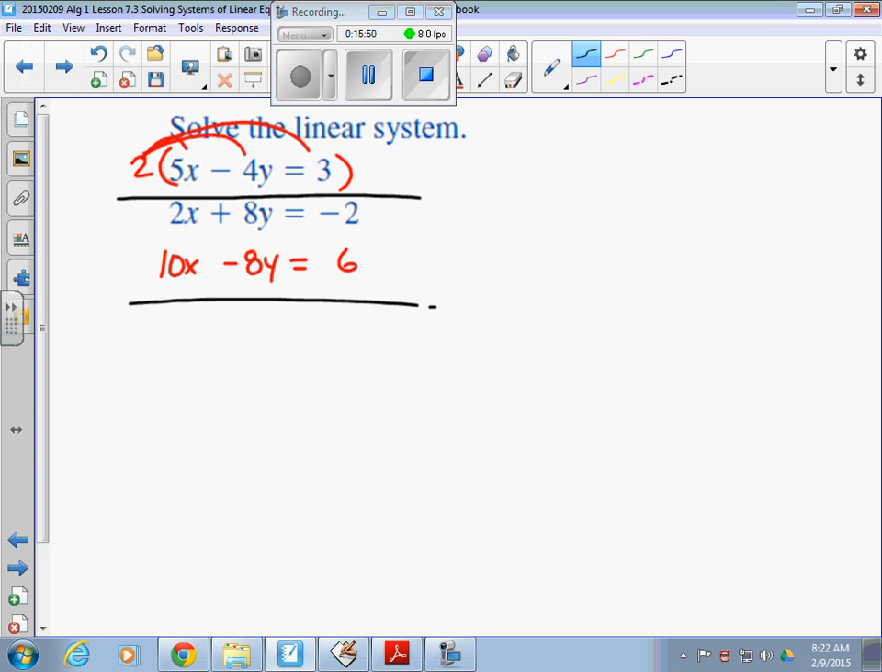So now we have two equations, and it's easiest to draw a line to where you know which ones you're looking at. We're not looking at that top equation anymore. We're just looking at the bottom two. Eliminate one of the variables and then solve for the other. Take about a minute to do the rest of that.